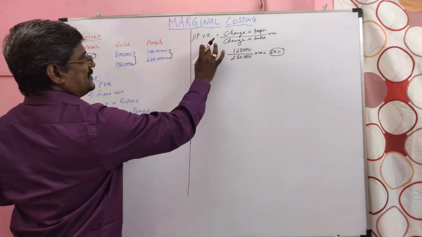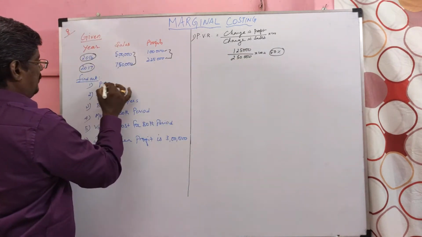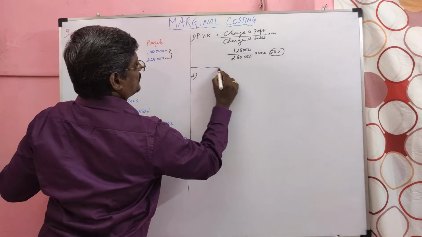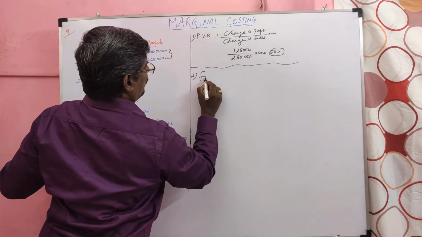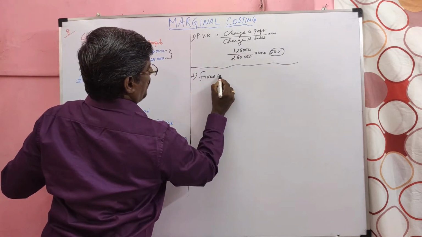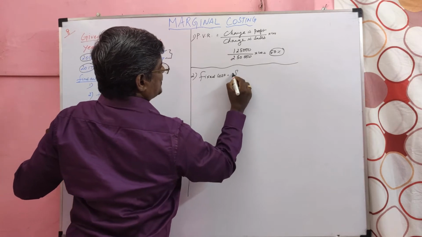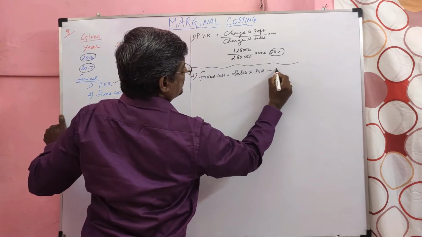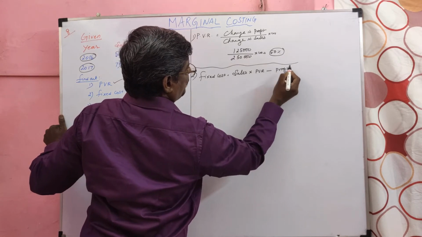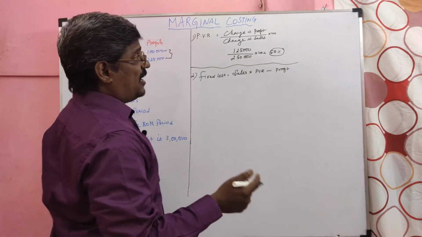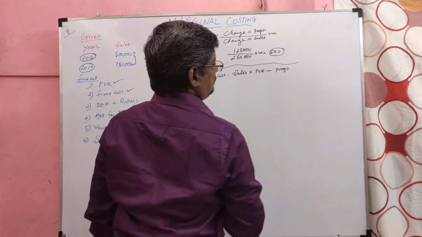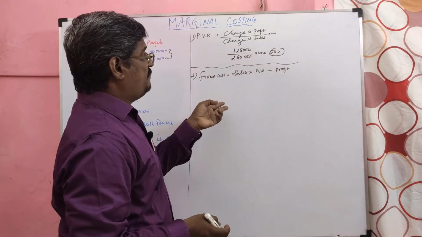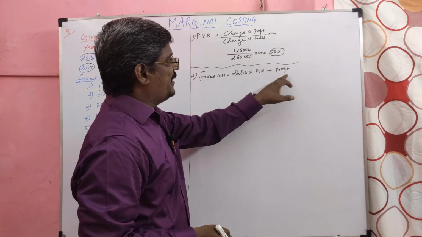Okay. Now we have ascertained PVR. Then second question, we have to find fixed cost. The formula is sales into PVR minus profit. If loss is given, you have to add it: sales into PVR plus loss. If profit is given, sales into PVR minus profit.